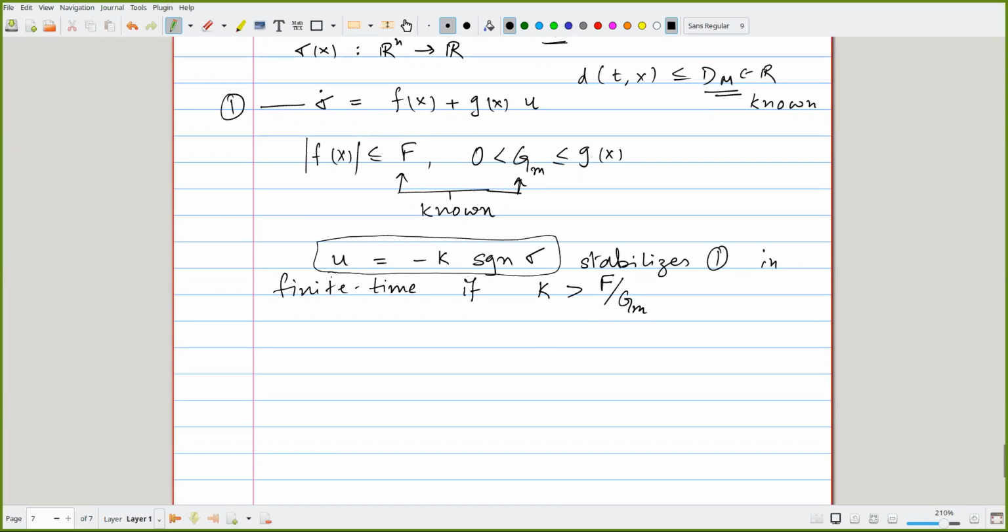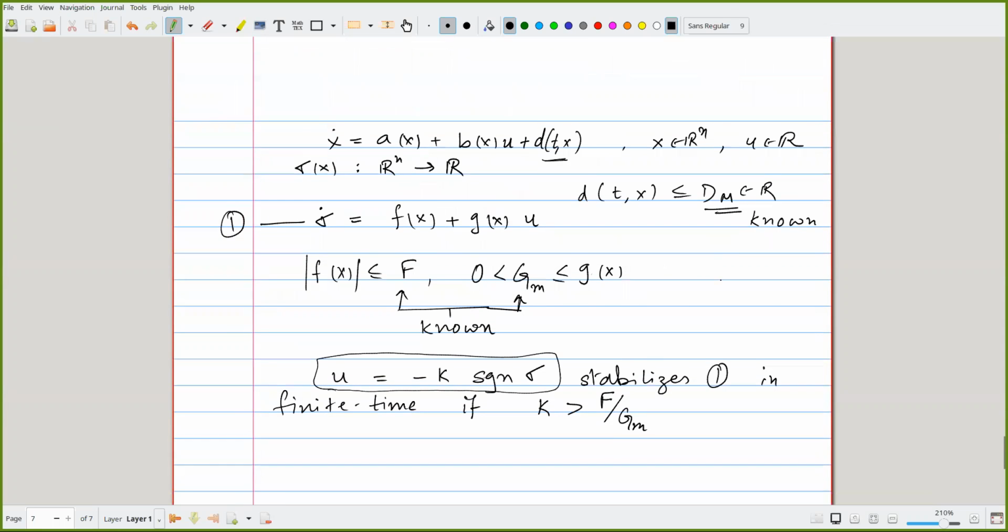This control is so simple in nature. There are no complicated equations or calculations required. It is just a switch. Signum sigma is a switch, a relay multiplied by a gain. So just a gain and a relay can stabilize this sigma in finite time.